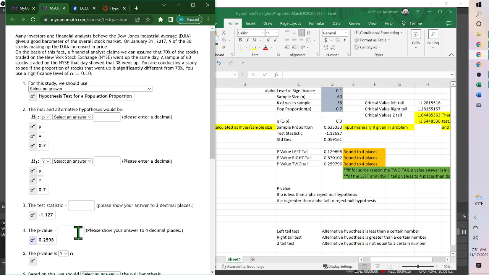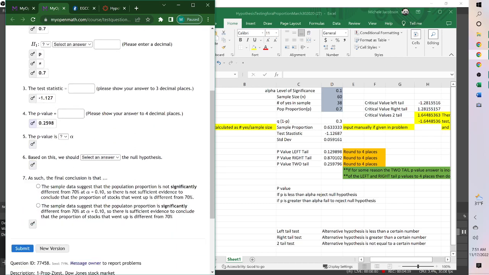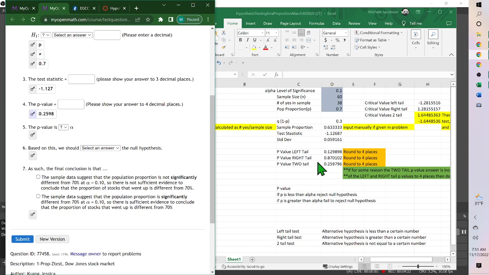Lost my cursor. Now you want to look at the p-value and alpha. The p-value is 0.25. Alpha is 0.1. So 0.25 is greater than 0.1. So this would be greater than. Whoops, up here. The p-value is greater than alpha. Right here it tells you if the p-value is greater than alpha, fail to reject.